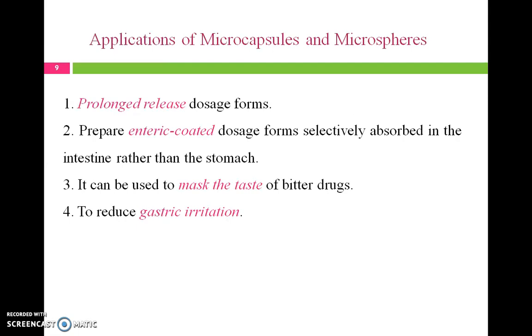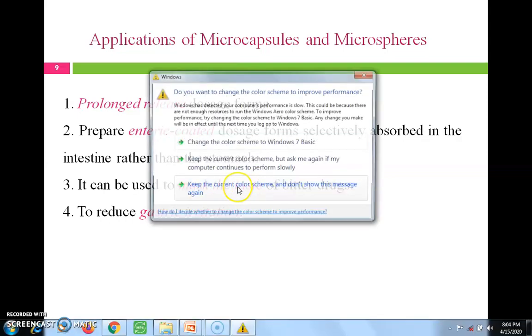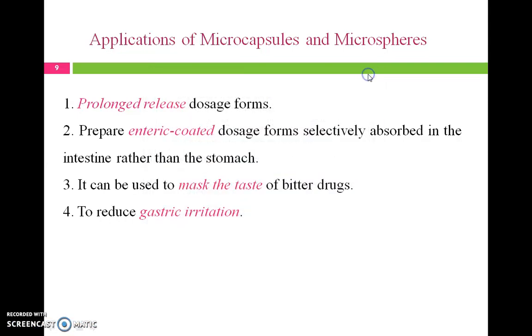Next it is applications of microencapsulation. First application and most important is prolonged release. So we can get prolonged release dosage forms like sustained release, controlled release, as well as delayed release. We can prepare enteric coated dosage forms for targeted action in the distal part of GIT. It can be used for taste masking, odor masking, or to reduce gastric irritation.